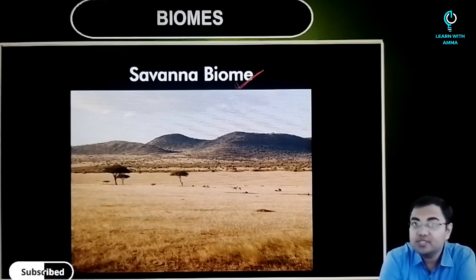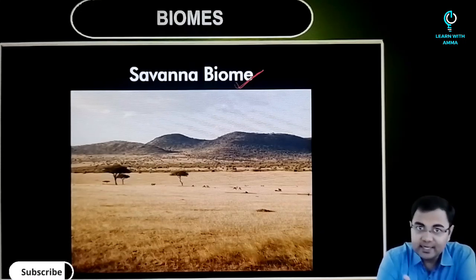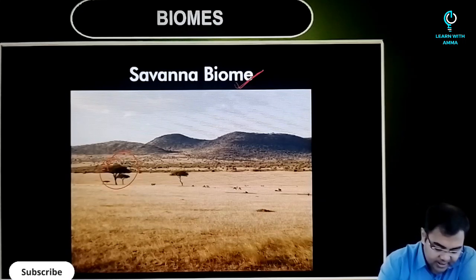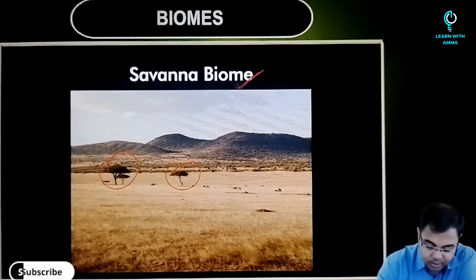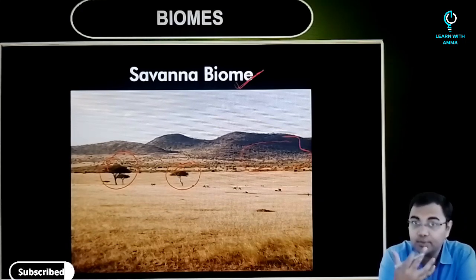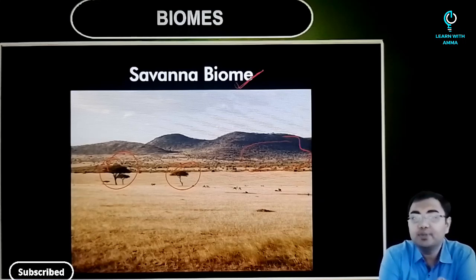So when we talk about the savanna biome, what do we see here? Basically, we see that these are grasslands, and these are grasslands with scattered trees. So for example, you'll see that there will be patches of trees that will be observed whenever you talk about the savanna.